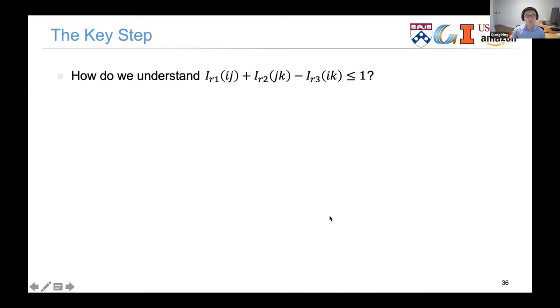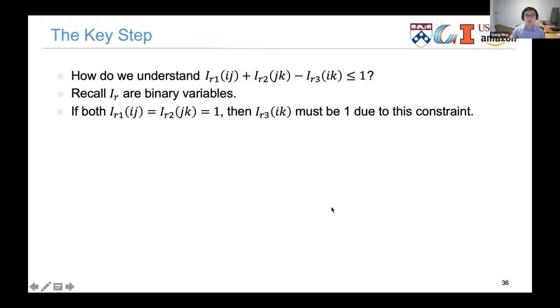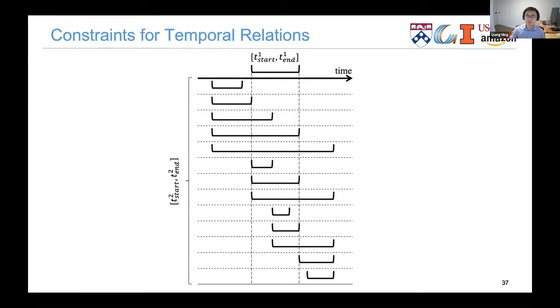So a key step here is how do we understand this constraint? Recall these I's are binary variables. So if both I_R1 and I_R2 are one, then I_R3 must be one due to this constraint. Otherwise, if any one of the two Boolean variables is not one, then the third one is not constrained at all. It's free to choose either zero or one. In practice, when we are designing these temporal relationships, we need to draw a lot of diagrams and try to come up with the reasoning rules and write down those relationship constraints.